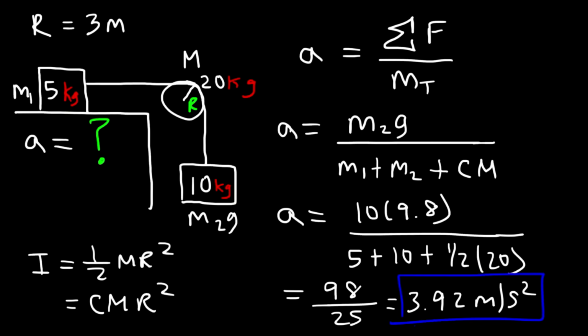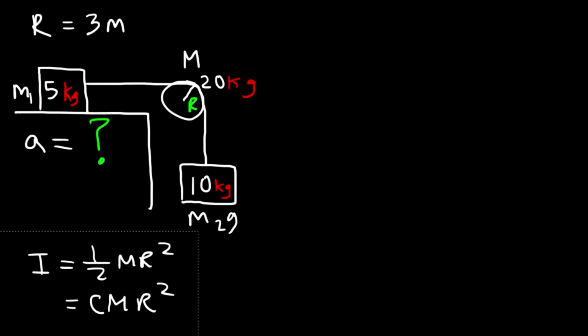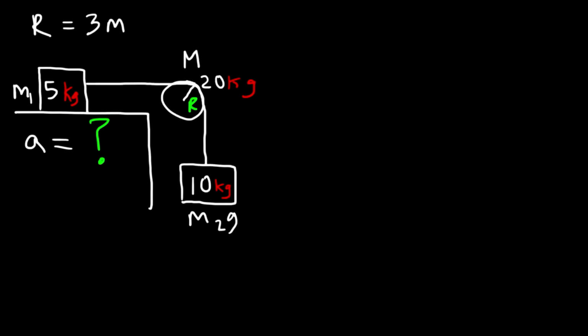So let's see if we can get that answer using another process. How should we do this? Well, we need to indicate all the forces acting on the system. We have the downward weight force, M2 G, and there's an upward tension force that slows down the descent of this object. Let's call that T2, the tension force acting on block 2. Now we have T1, which pulls block 1 to the right.